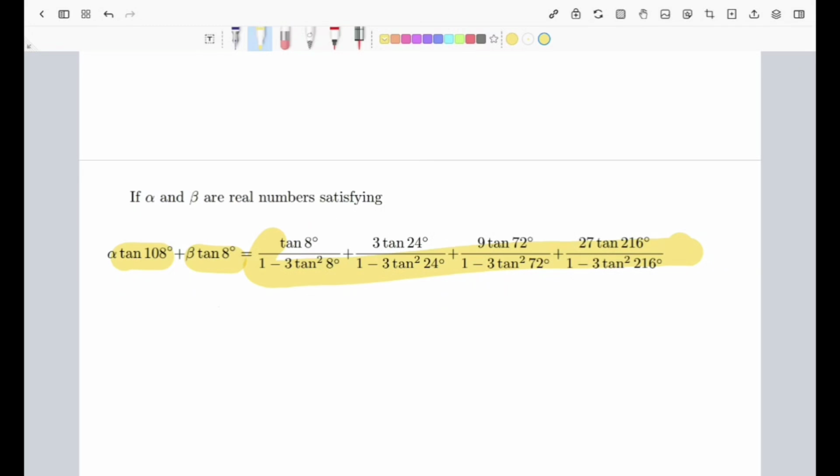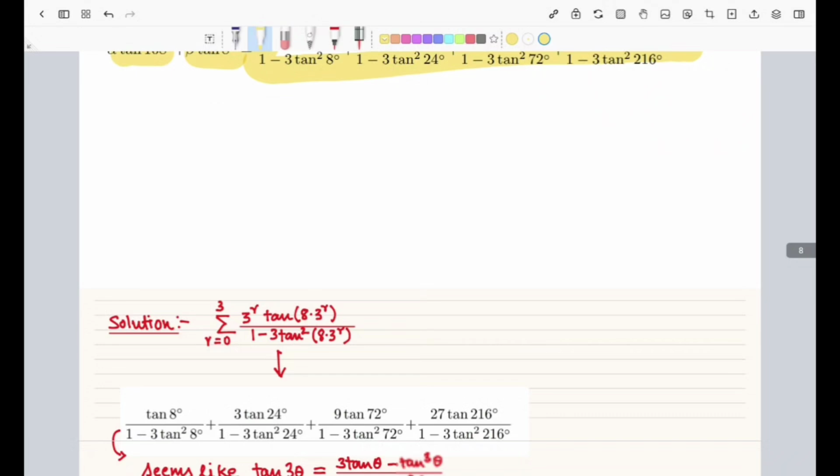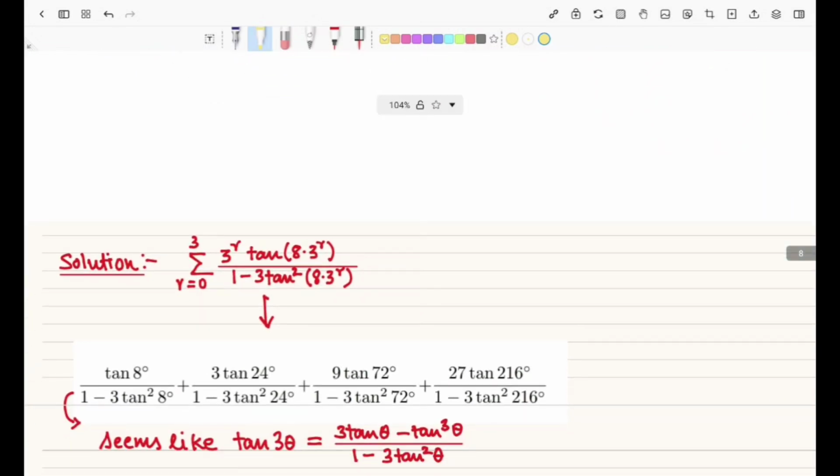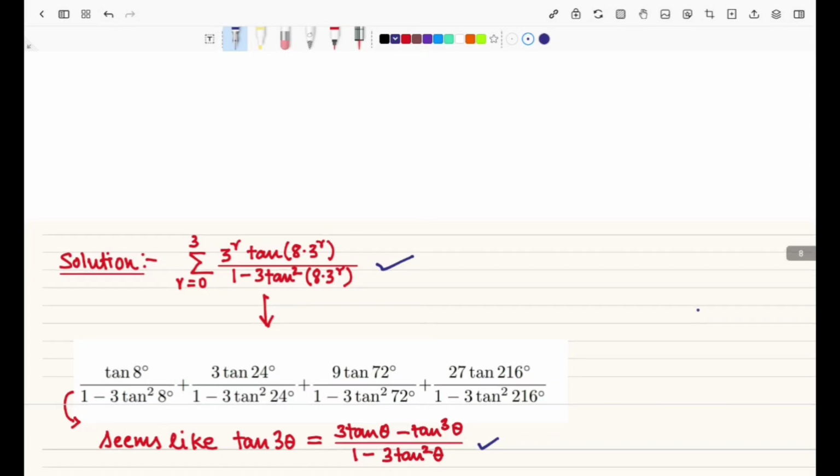So moving on, basically if you see in this problem, what is given to us is nothing but this expression, right? 3 to the power r into tan of 8 into 3 to the power r, divided by 1 minus 3 tan square 8 into 3 to the power r. This is the expression that is given to us, right? Now this expression looks just like the tan of 3 theta, right? Just a bit of modification, but it looks like tan of 3 theta.